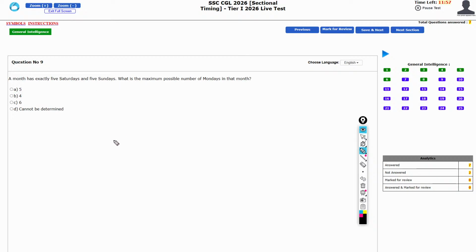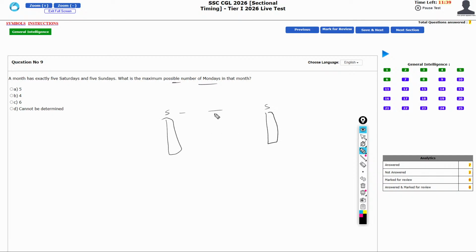A month has exactly 5 Saturdays and 5 Sundays. What is the maximum possible number of Mondays in that month? Maximum possible number, right? So suppose Sunday, Monday, up to Saturday. 5 of this, 5 of this. If I give 5 to this, so 15. Suppose the month started at this Saturday.